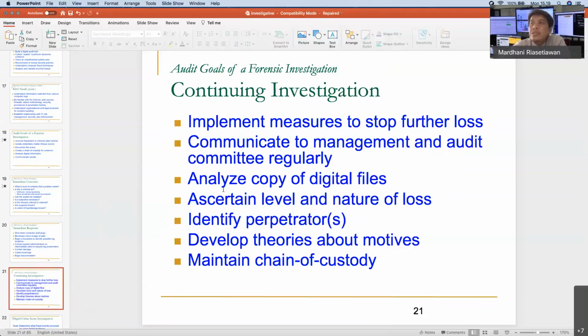And then we analyze a copy of the digital files, and we try to assess the level and nature of loss, identify the perpetrators, develop theories and hypotheses about the loss, and also maintain the chain of custody. This is the introduction to how we do forensics. Okay, I will stop this recording first.